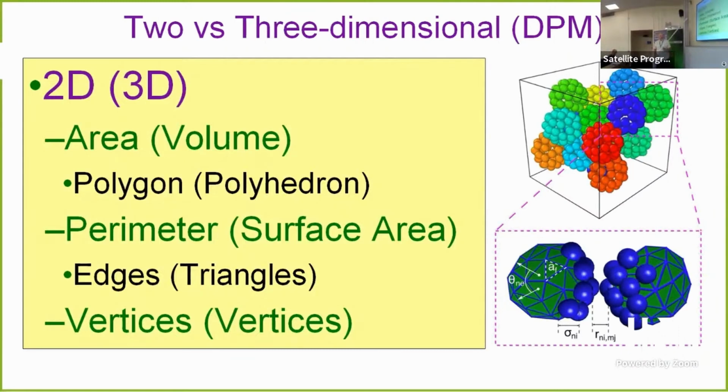I'm not going to talk about this, which is only 5 minutes, but everything I've done can be done in 3D as well. Everywhere I say 2D, you put 3D. Everywhere I say area, you say volume. Everywhere I say polygon, you say polyhedra. Perimeters are surface areas. Edges are triangles. Vertices are vertices. There are edges also. You just have to look.